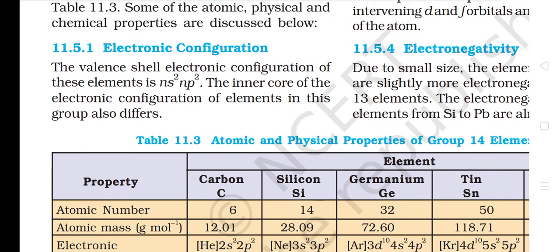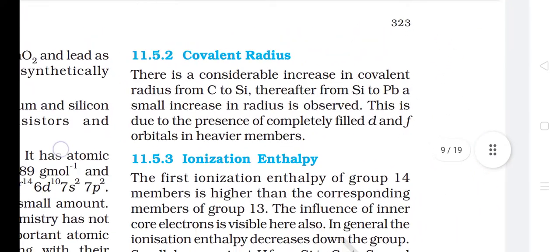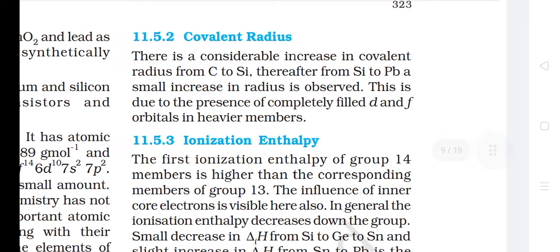Electronic configuration. The valence electronic configuration of these elements is ns2 np2. The inner core of the electronic configuration of elements in this group also differs. Covalent radius. There is a considerable increase in covalent radius from carbon to silicon. Thereafter, from silicon to lead, a small increase in radius is observed. This is due to the presence of completely filled d and f orbitals in heavier members.